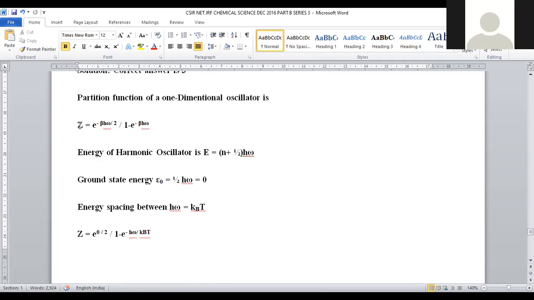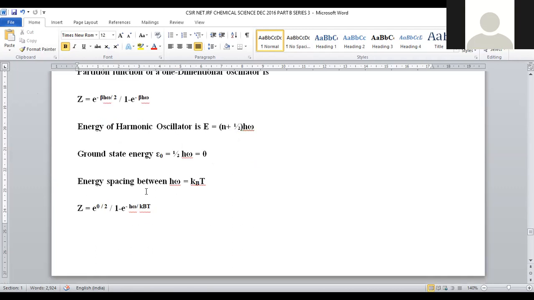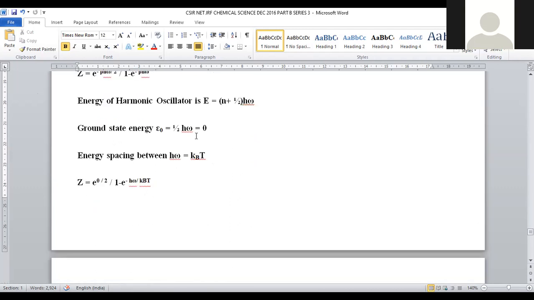The partition function, denoted with Z, is given by the equation. The energy of a harmonic oscillator is given by E = (n + 1/2) ħω. The ground state energy is given by half ħω, taken as 0. The energy spacing ħω is equal to kBT. Z is equal to e to the power 0 by 2 over 1 minus e to the power minus ħω by kBT. So any term associated with 0 by 2 becomes 0.